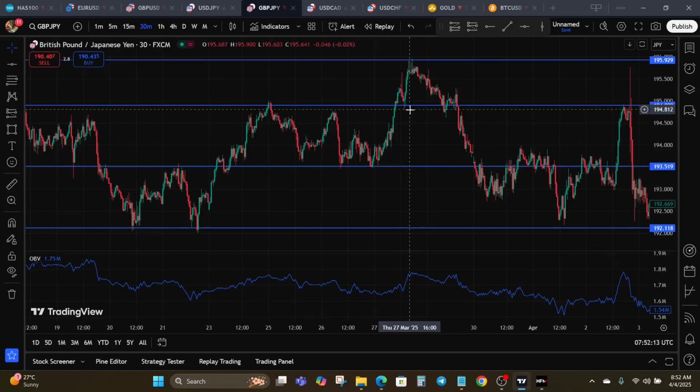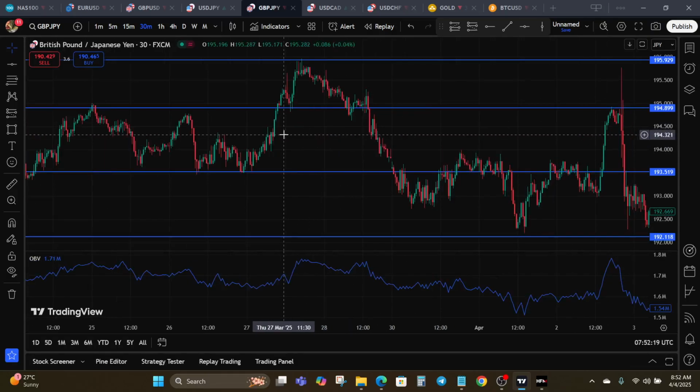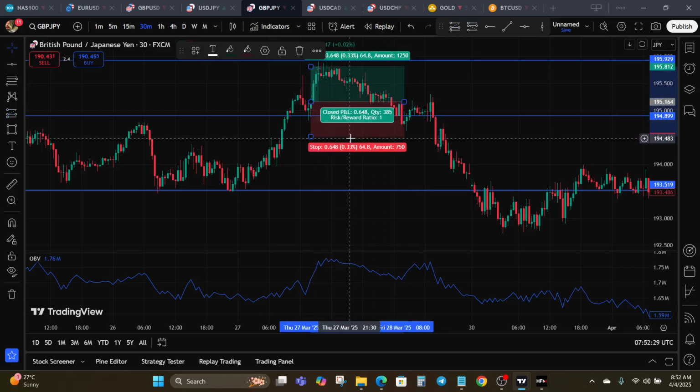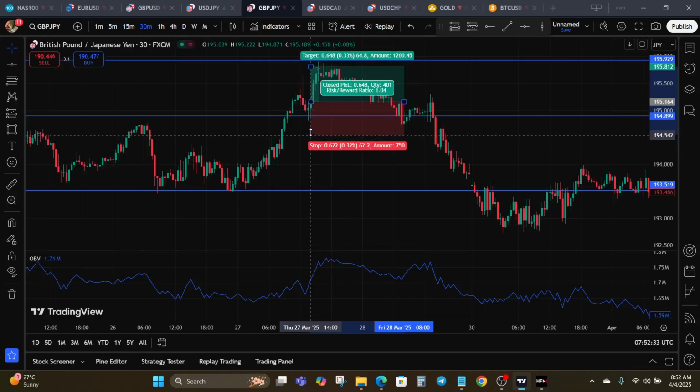Then you wait for a retest. We had a breakout, we had a retest. Ideally, a wick that taps the zone. You can see what we had here. Then you enter on the next candle that confirms the continuation. This would have been a good entry. Your stop loss goes just below the retest wick.